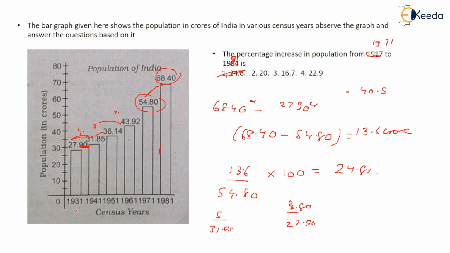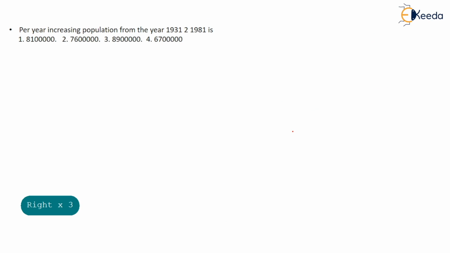In how many years? 10 plus 20 plus 30 plus 40 plus 50. In 50 years it has increased. So this is 40 crore, right? 40 crore, and this increased in 50 years, right? So it will be approximately 80,000 something. So 80,000, 81,000, as I told you. The answer will be 81,000.